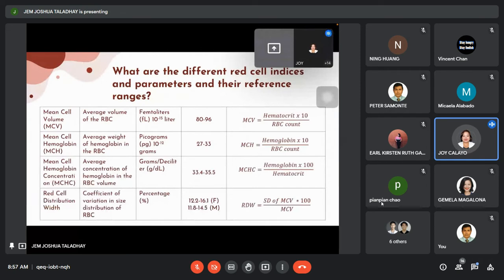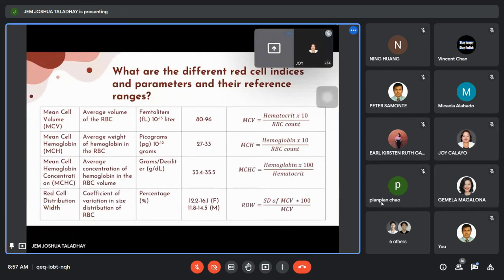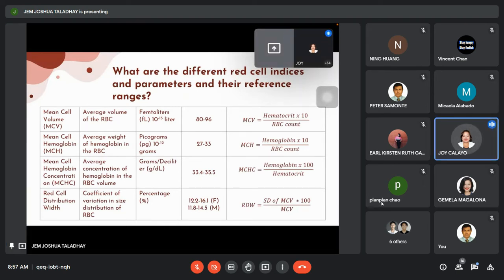Okay, so I hope we are all clear with the explanations provided by Sir Jem. Do you have any more clarifications? So well done, Sir Jem. Okay, so we will just wait for one more illustration for the heme synthesis showing the iron.